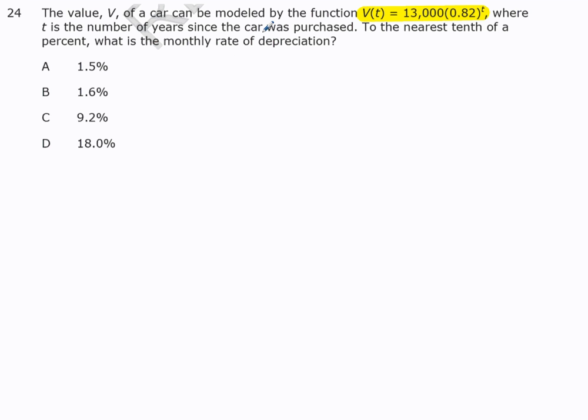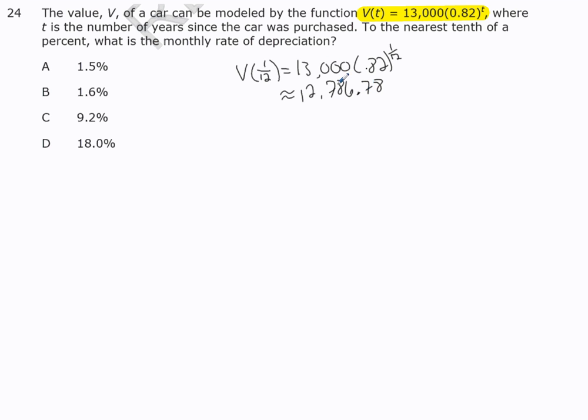What I'm going to do is figure out how much it depreciates in 1 month. Since there's 12 months in a year, that's 1 out of 12, since the t is in years. So we're going to figure out the value based on that. Time right there is 1/12. Now when we do that, we get about $12,786.78.